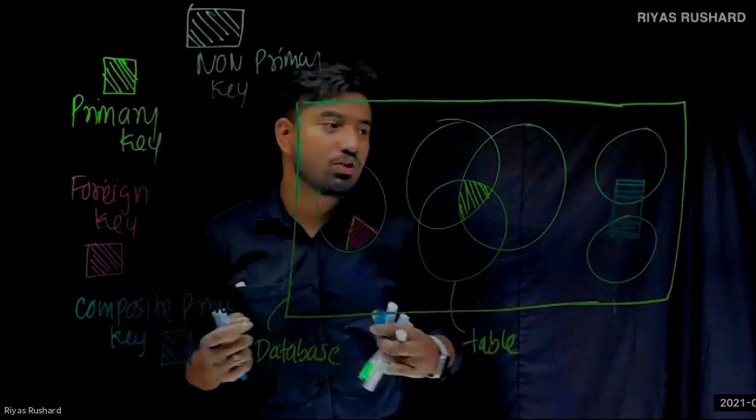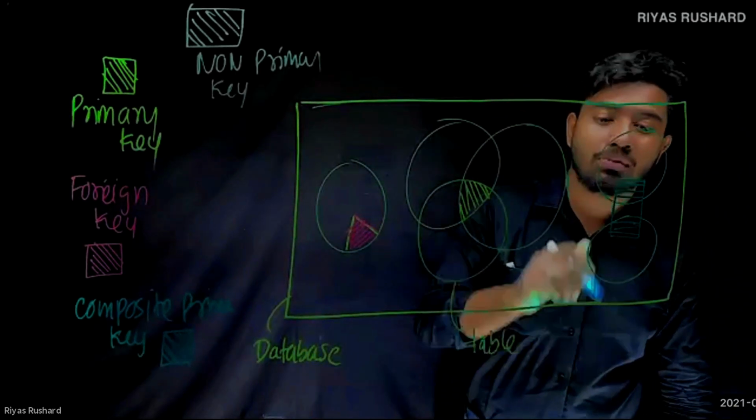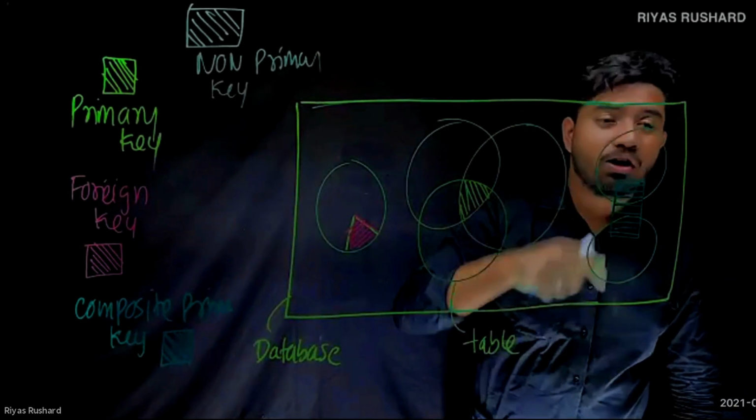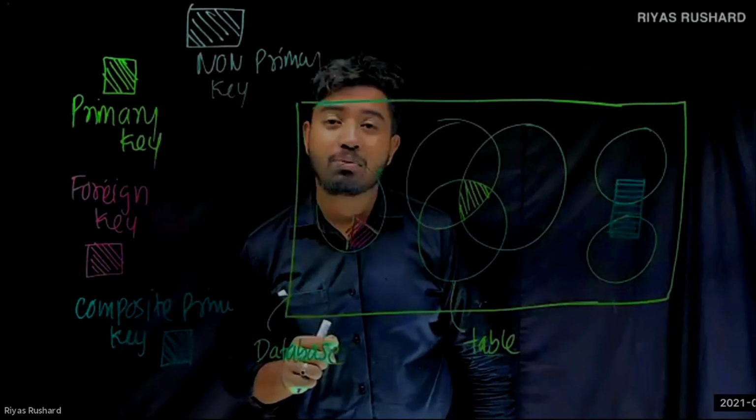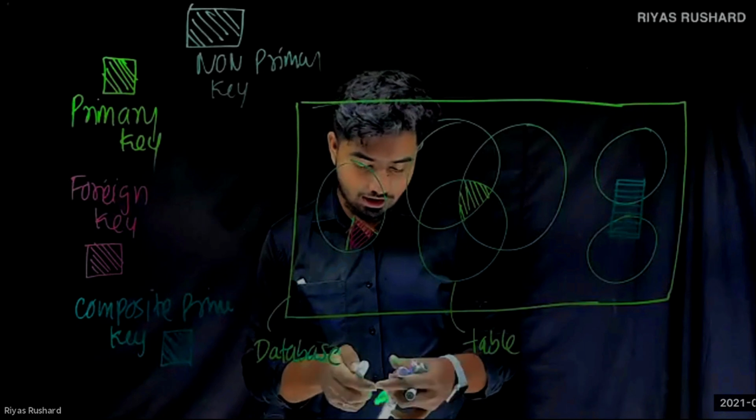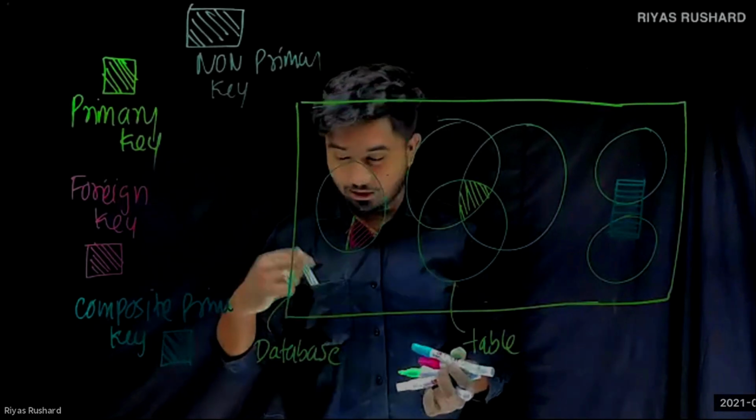So sometimes you might not have a single unique column. You join the columns together. That is what we call a composite primary key.